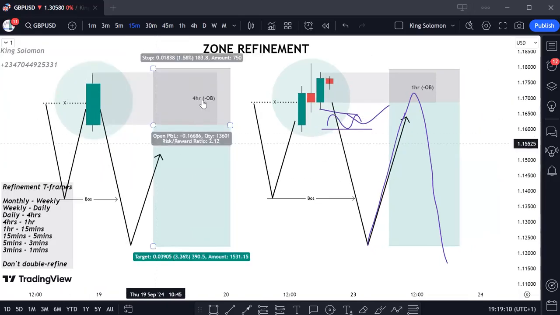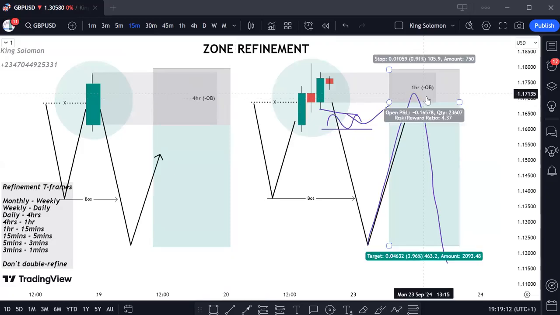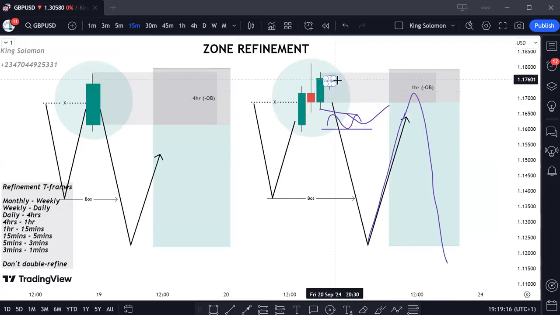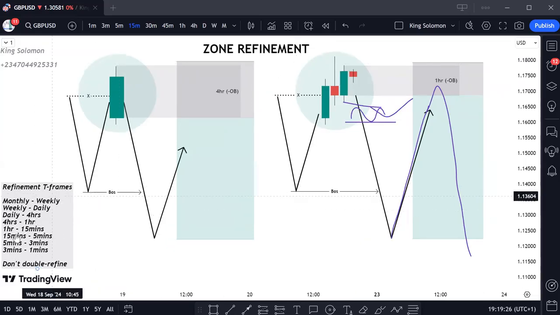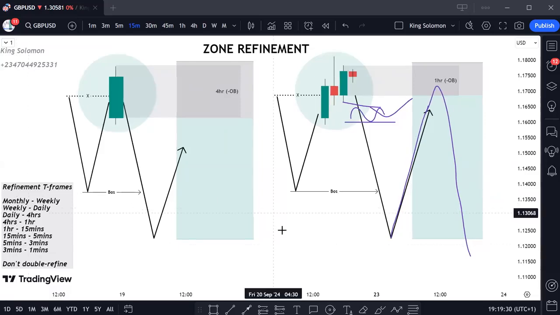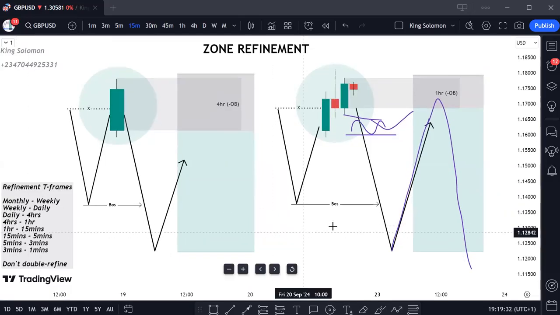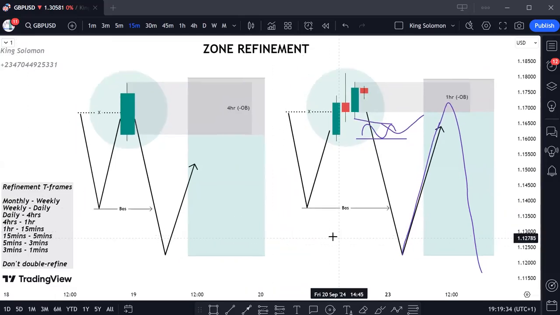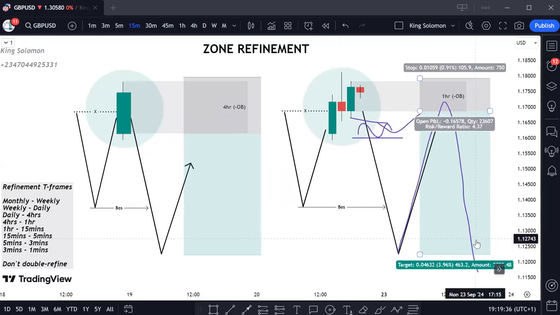Now imagine we're going from the 4 hour to the 1 hour, right? And then we now want to go from this 1 hour again to the 15 minutes for a smaller zone. You might get a missed entry, right? But in most of the cases, you can simply follow these time frame refinement rules. You would pick a very high percentage of your trades that would prevent you from missed entries, right?